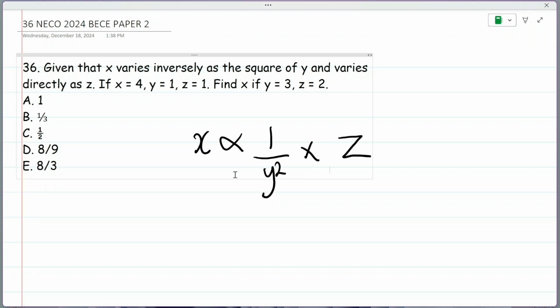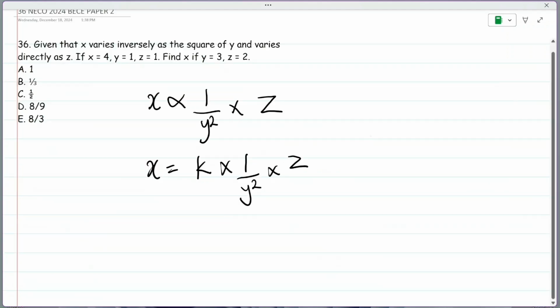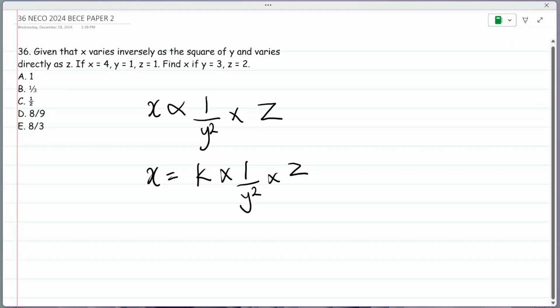And now on the next line, we change this variation sign to an equals sign and introduce a constant. We have x equals k, which is our constant, times 1 over y squared times z. On the next line, we have x equals k times 1 over y squared times z.